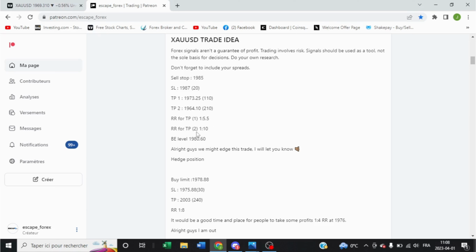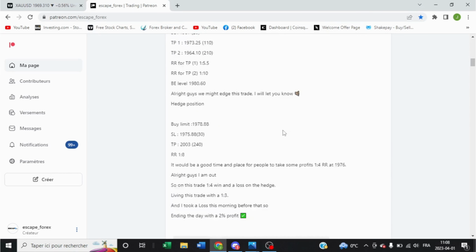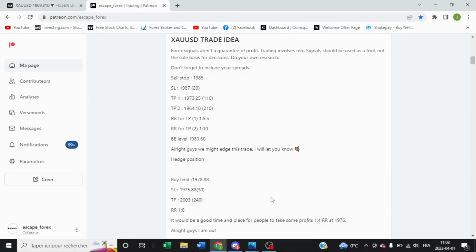So this was TP2. I usually don't do a TP2, but this one was clean, so I decided to add up a TP2. And this was the break-even level, all right? So I'm adding up some stuff along the way, and also I'm adding up some pictures along the way so people can understand the thought process behind the trade.